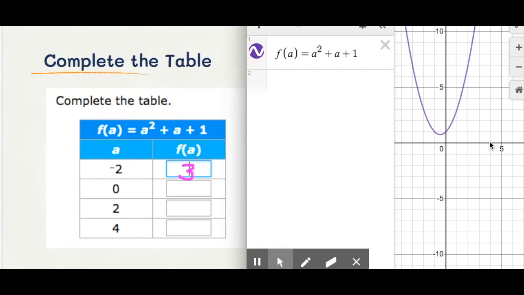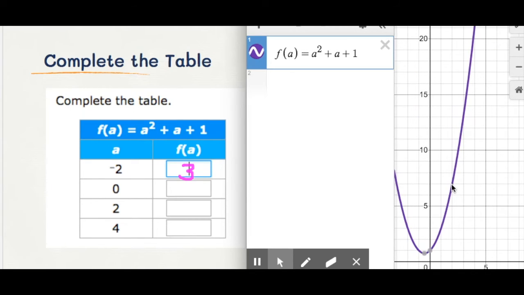What about at 2? So when a is 2, f of a is 7. And what about 4? We'll have to scroll higher. When a is 4, then f of a is 21. So instead of having to look at the graph to find each point, Desmos has a really cool feature. There's an Edit List button up here. It's a little circle.